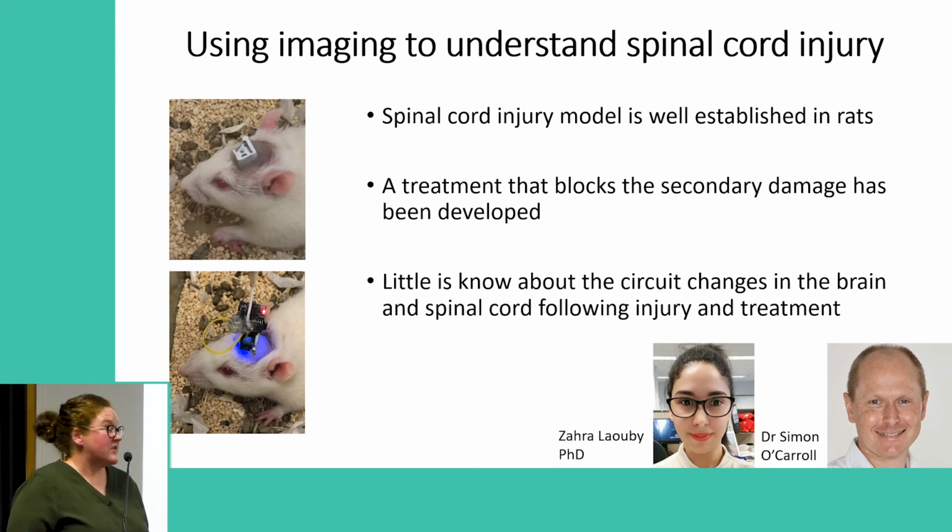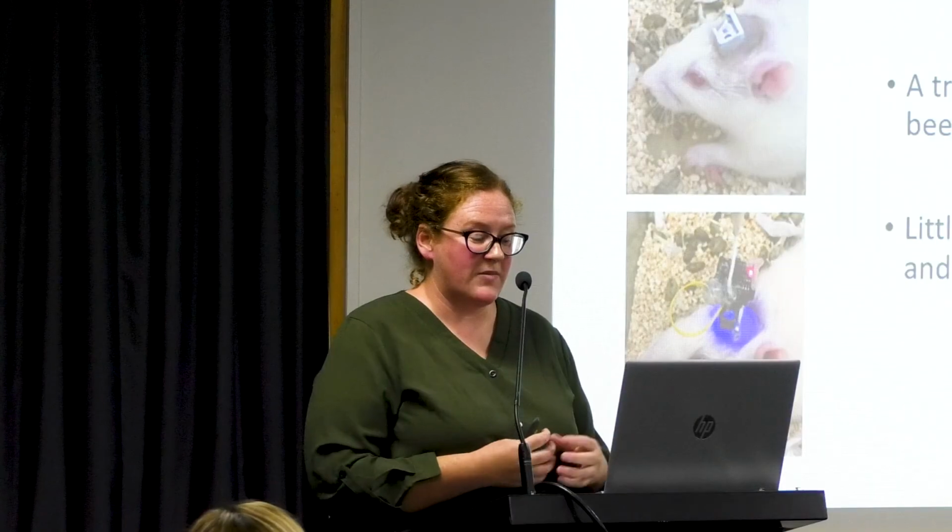And my collaborator, Simon O'Carroll, you can see down here, he's actually discovered a treatment which prevents some of the secondary damage that happens in spinal cord injury. So when rats are given this treatment, they actually recover their hind limb function much faster than they normally would. But we really don't understand what's then going on in the spinal cord or in the brain in these rats that are treated. So we want to apply these techniques so that we can actually understand those circuit changes that are taking place in the brain and in the spinal cord following the injury and also the treatment with this drug that Simon has discovered.